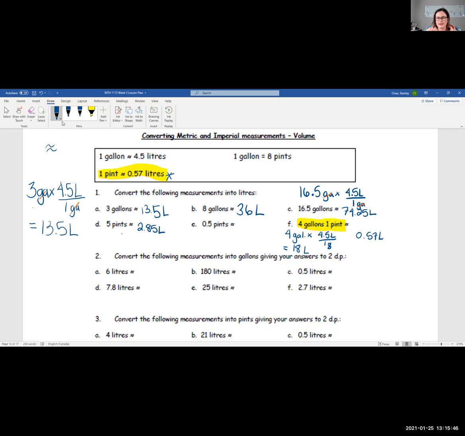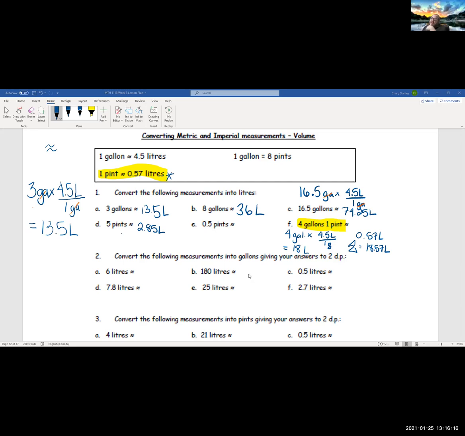So if we add that together, if I summate, that's what this is, a sigma. It's a Greek symbol for summation. I'm just going to add the two together. So that's equal to 18.57 liters. All right, 18.57. Awesome.